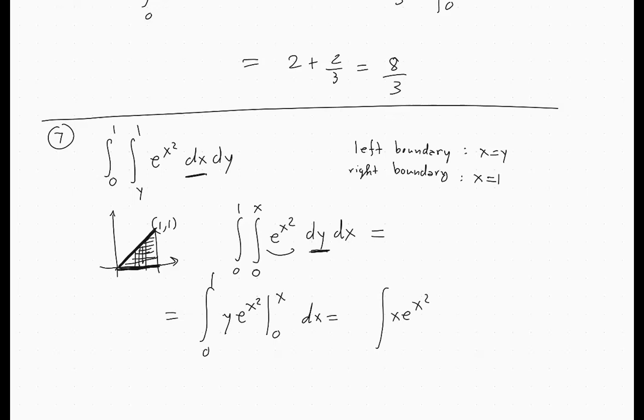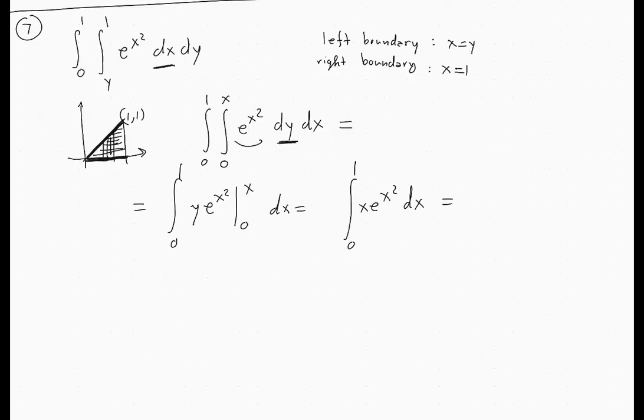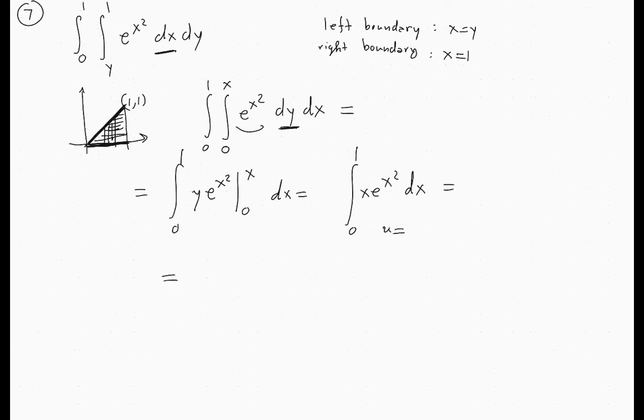We can try substitution. u is equal to x squared. du is 2x dx. And x dx is 1/2 du. So this will be 1/2 times the integral of e to the u du. Remember, when you have a substitution, you want to apply the substitution to the endpoints. So this will give you from 0 squared to 1 squared, which is, of course, from 0 to 1.